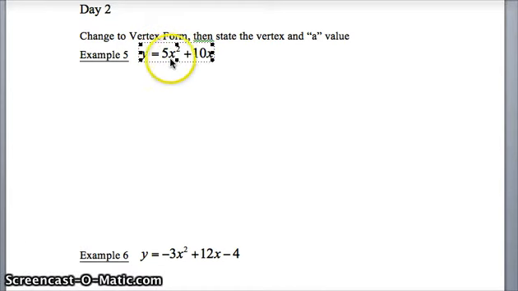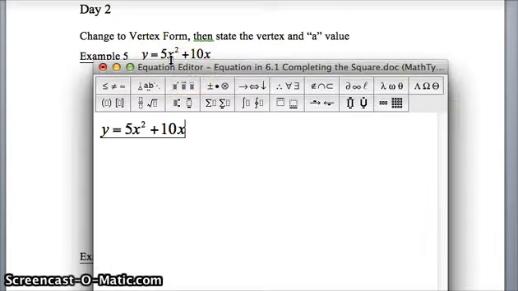So I want you to pause the video, go ahead and factor it, and then come back when you want to check your answers. Alright, so now as we continue this equation, remember that we're factoring out that 5. So we're left with 5 bracket x squared, then instead of having plus 10x, we're going to have plus 2x.